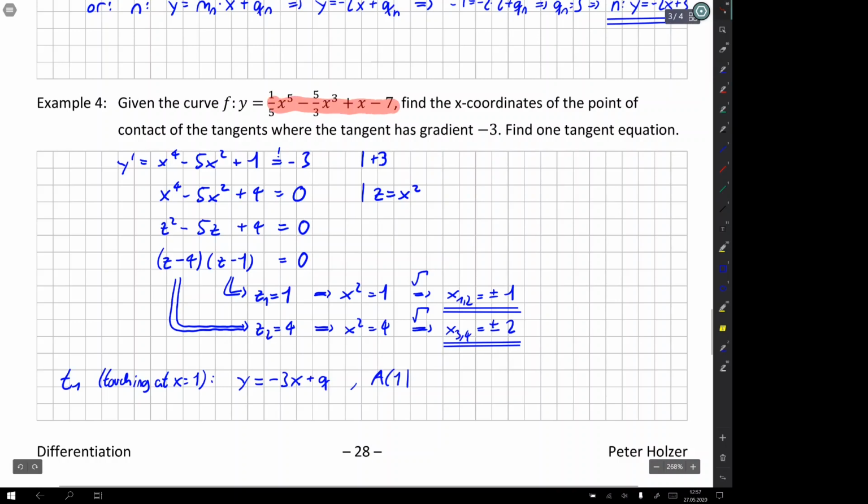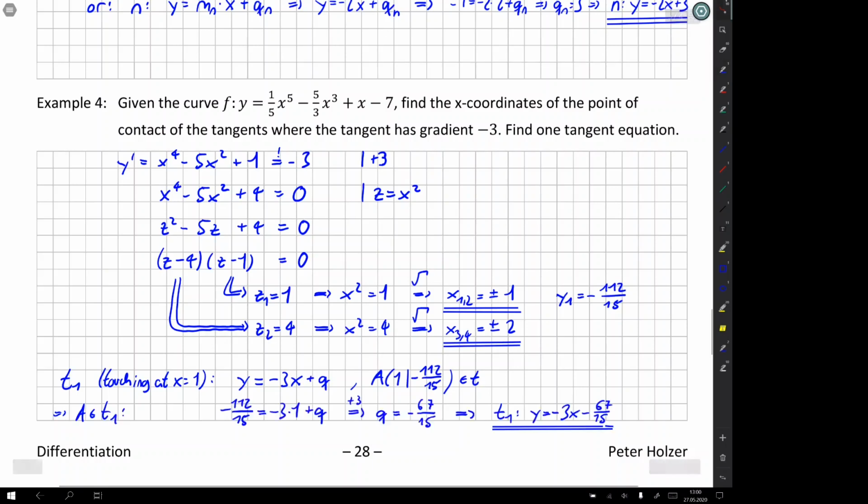in here, and we find that y1 is -112/15, so this point is lying on the tangent, so we insert A into this tangent t1, and we get this equation here, and solving that for q, we find this value for q, and now we can insert it back in here, and we get the final result for this one tangent y equals -3x -67/15.